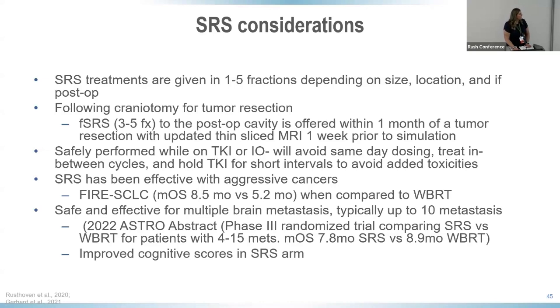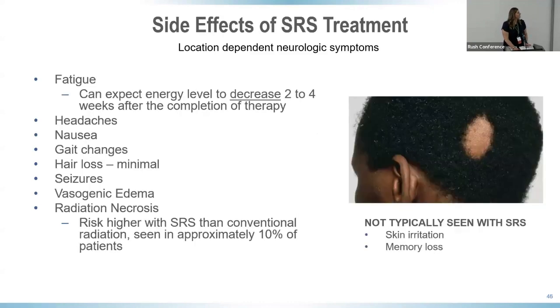It can be safe and effective for even multiple brain mets. So the 2022 ASTRO abstract was a phase 3 randomized trial comparing SRS versus whole brain for patients with 4 to 15 mets. And the overall survival was 8 months compared to 8.9. So the overall survival was comparable. However, there was improved cognitive scores in the SRS arm. So we were able to avoid that toxicity while still giving them really good control, even for multiple brain mets. Once again, trying to avoid doing whole brain.